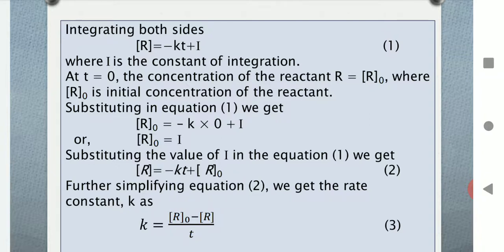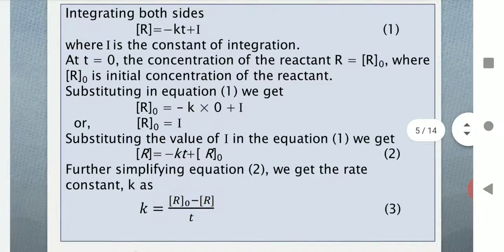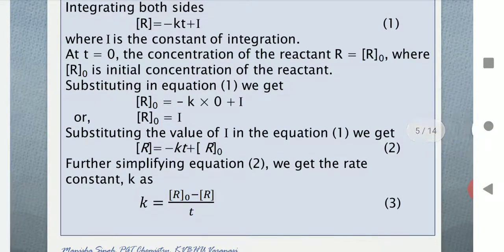So the equation becomes R naught equal to minus K into 0 plus I. Now K into 0 is 0. So what you get here finally is R naught equal to I, or you can say I is equal to R naught. So the value of integration constant I is R naught. Now I'll put this value of I in equation 1, and what we get now is R is equal to minus KT plus R naught. That is the integrated rate equation for zero order reaction.